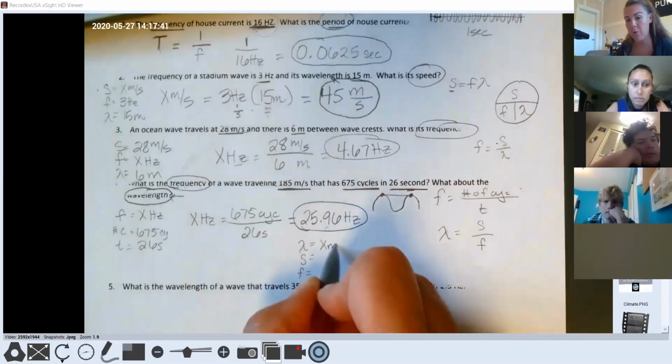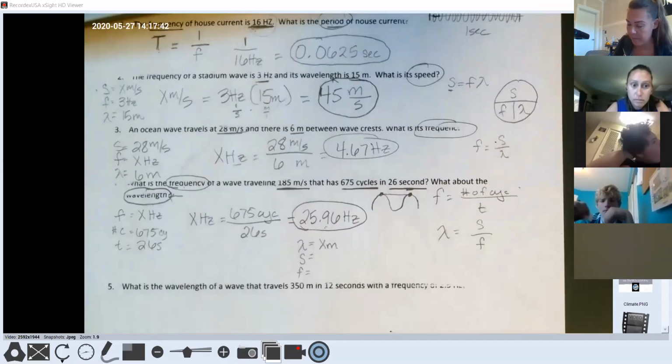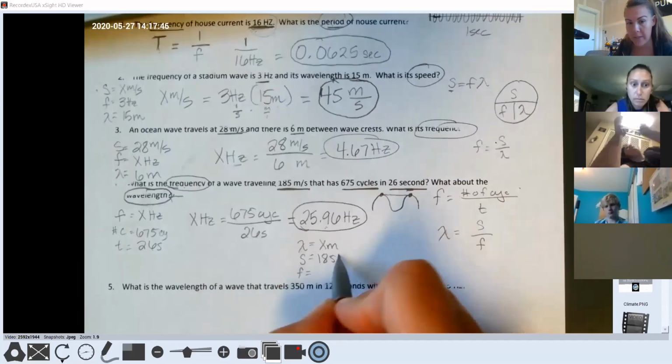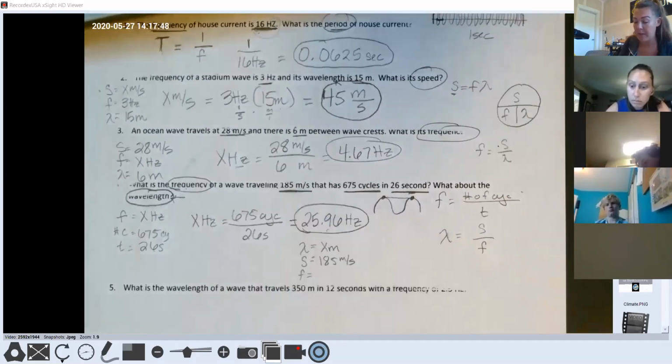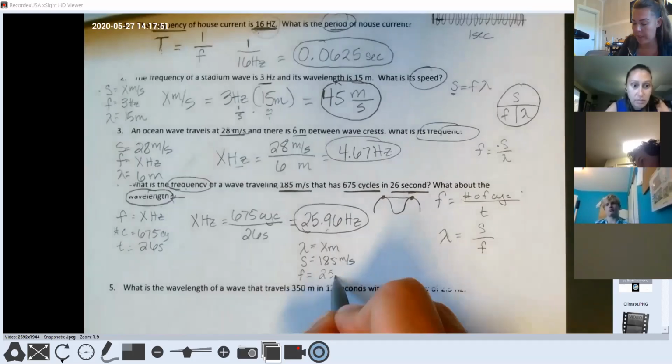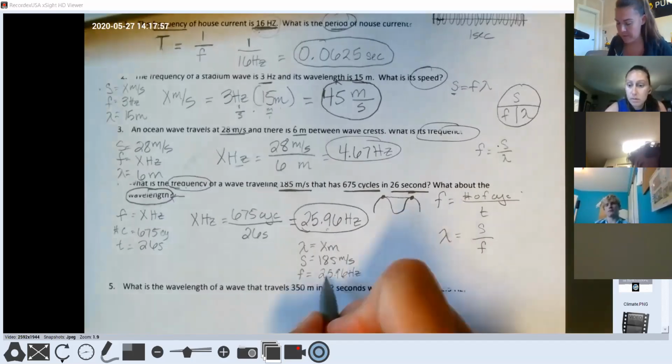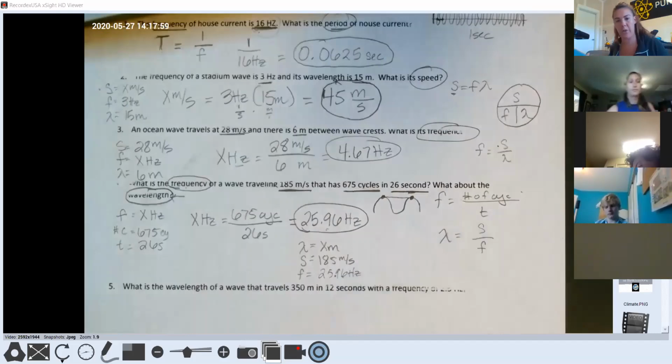Wavelength is what I'm looking for, so it's going to be x meters. My speed is 185 meters per second. It gave it to me right there. And my frequency, I just found it, 25.96 hertz. Unfortunately, these aren't nice round numbers like I did on the first worksheet, but that's because I just changed all the numbers for the review. But for the test, I tried to make nice numbers that were easy.